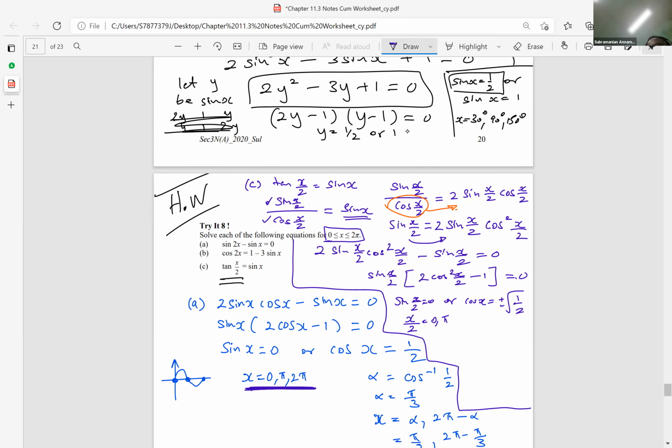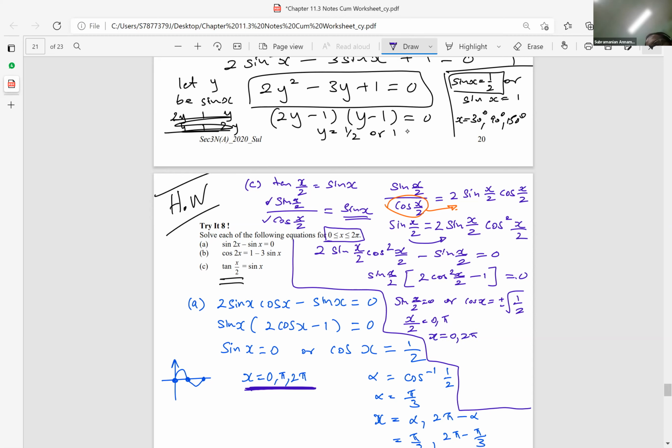Are you guys with me? Please respond. Who don't understand or who understand? Any questions here? Do you know why the range is 0 to pi and not 0 to 2 pi? Okay, I hope you understand now. So x is equal to 0 and 2 pi.